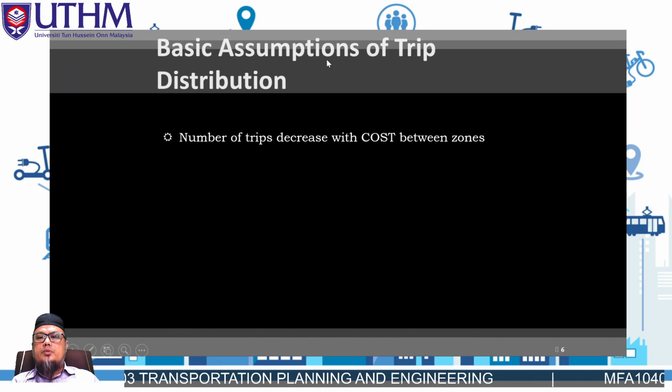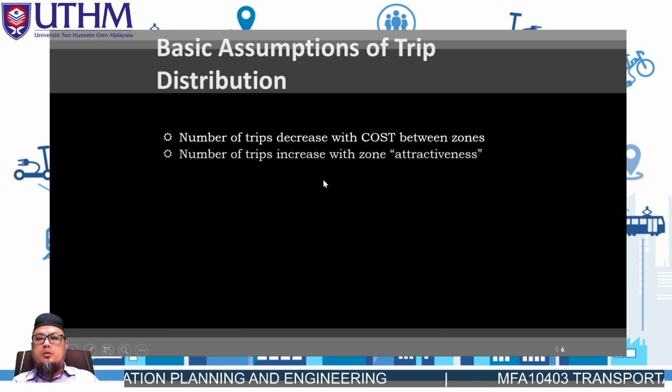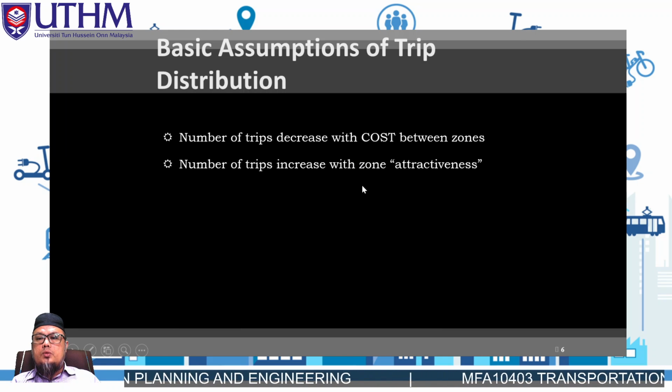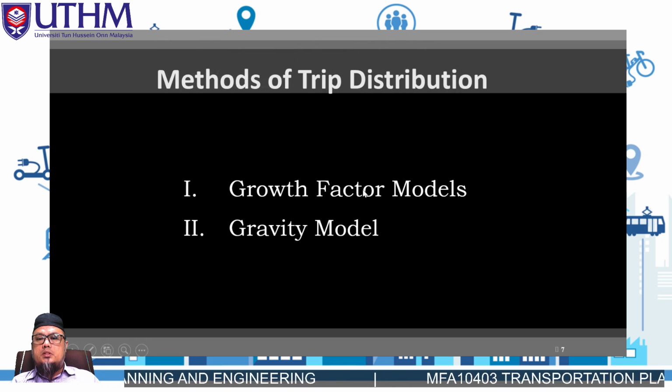Basic assumptions of the trip distribution: the number of trips decreases with the cost between the zones. The number of trips increases with the zone attractiveness. For the models of distribution, first there is the growth factor model. After that there is the gravity model. So we're going to look in detail at the gravity model exercise. Also we're going to cover a little bit on the growth factor model.